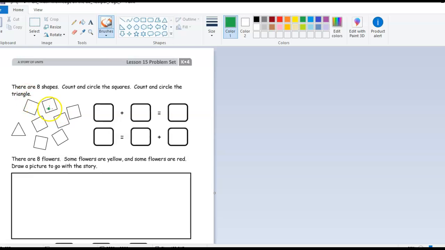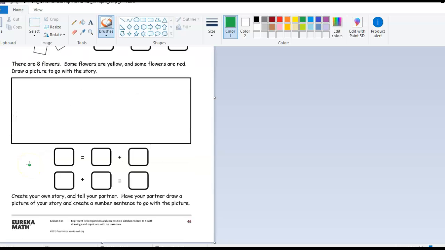Then they want you to count and circle the squares. So you're going to count your squares and you're going to circle how many squares you have and write your first part in the number sentence. Then you're going to count and circle the triangles and write that part also in the number sentence. Please make sure that you're paying attention to your equal sign once again.